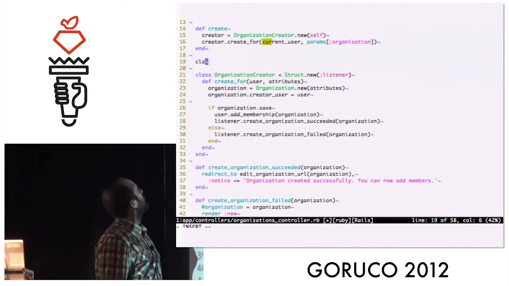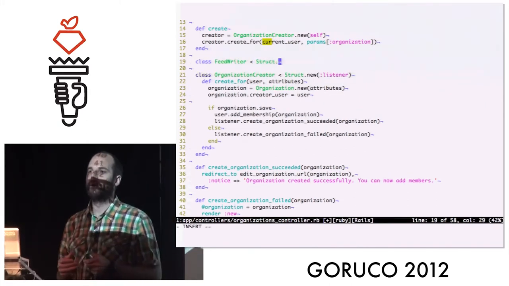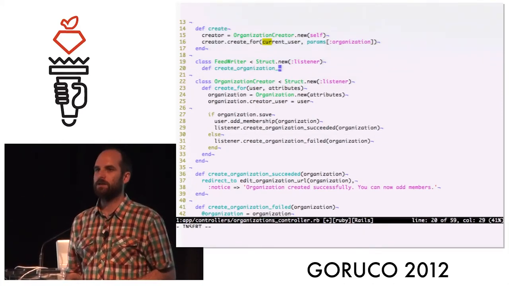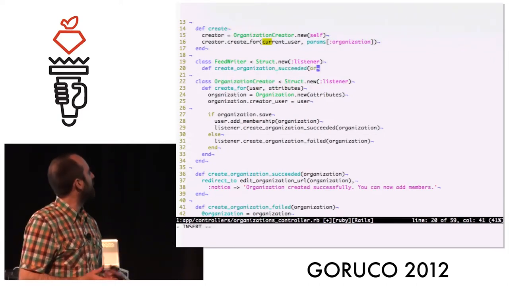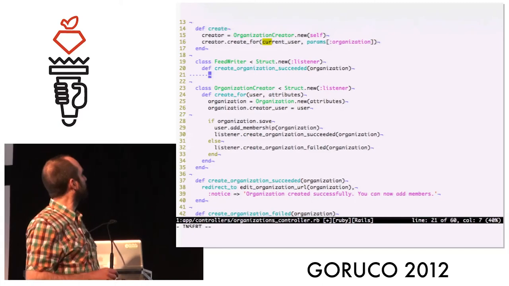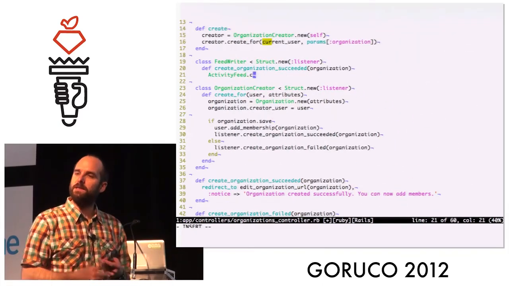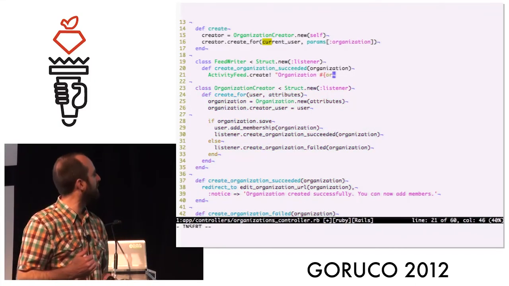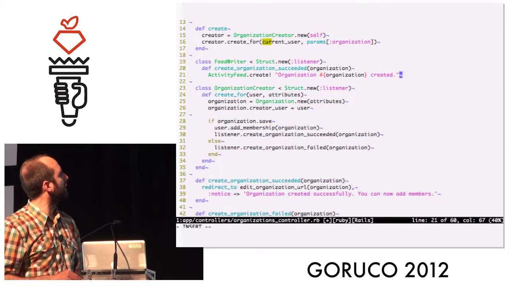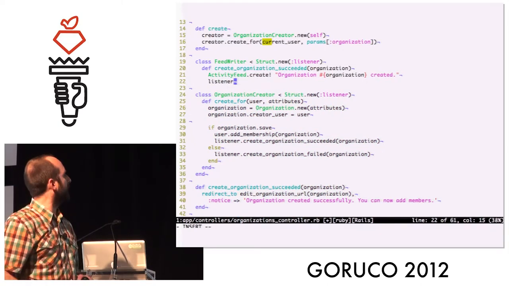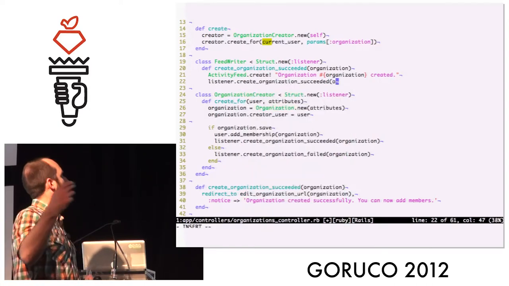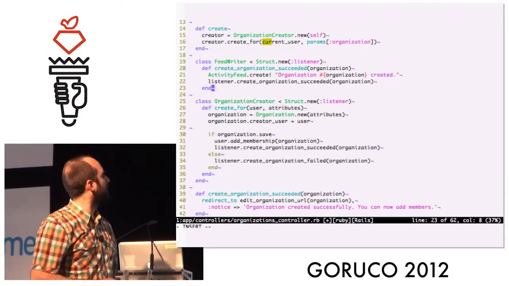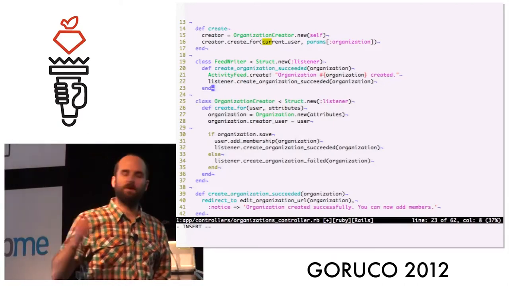What if we wanted to change this code now? And maybe we want to start writing to an activity feed when a user's organization gets created as well. So maybe we build this feed writer object that works to the same protocol as the controller's working to. It responds to those two events. So when it hears that the create organization succeeded, it feeds out a message, and then it throws the message on to its listener. And we need to be able to pass on the other message as well, so we need to just delegate that.